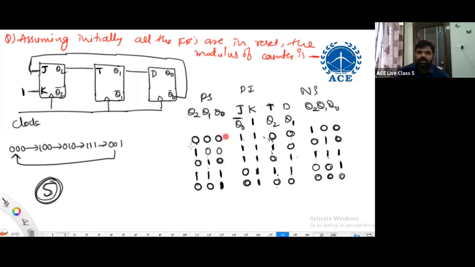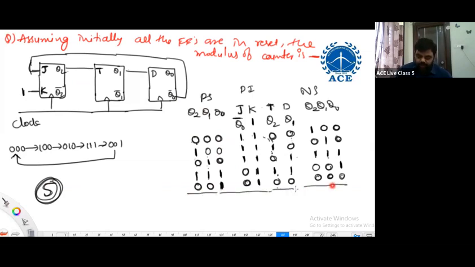These 5 states are called used states. How many states in total? 8 states, because I'm using 3 flip-flops, which means 2 power 3 states, so 8 states. In 8 states, these 5 are used states. The remaining are unused states.